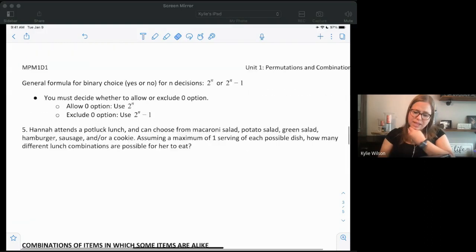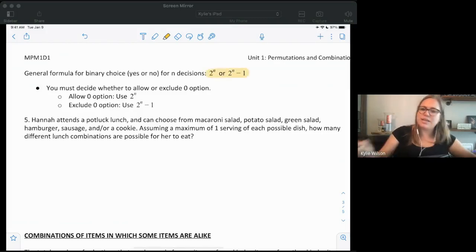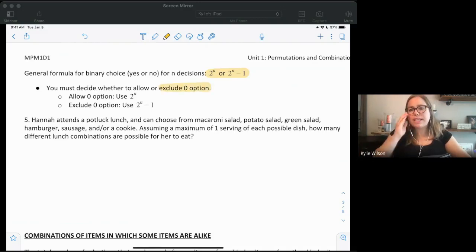Now, you'll notice that we have 2 formulas to this. It's either 2 to the n or 2 to the n minus 1. This means if we're excluding a 0 option, that would be the case in which I say no, no, no, no, no to all of them. And there's only one way to do that. So if you can't have a 0 option where you choose nothing, then 2 to the n minus 1. That's just the idea.